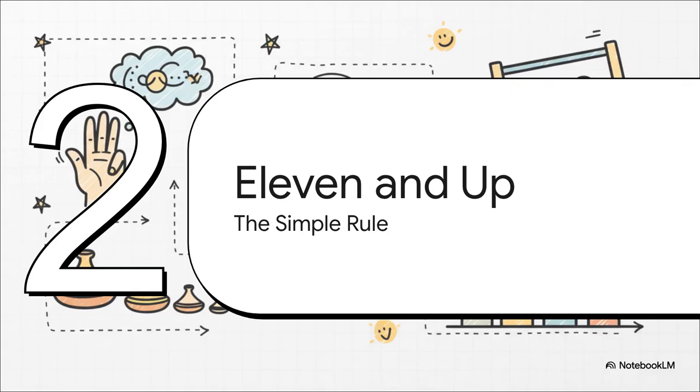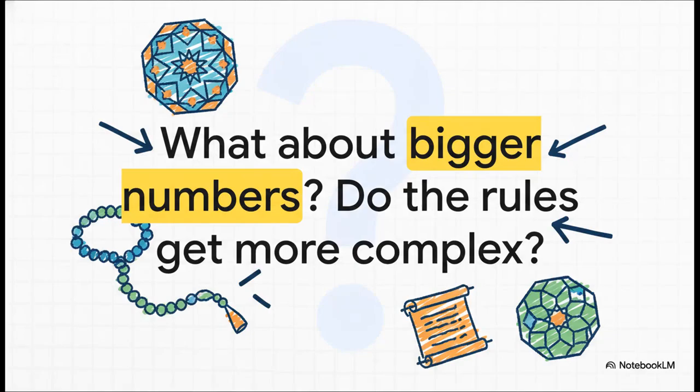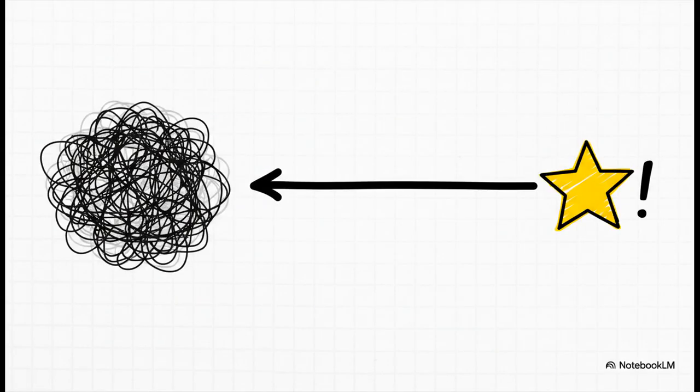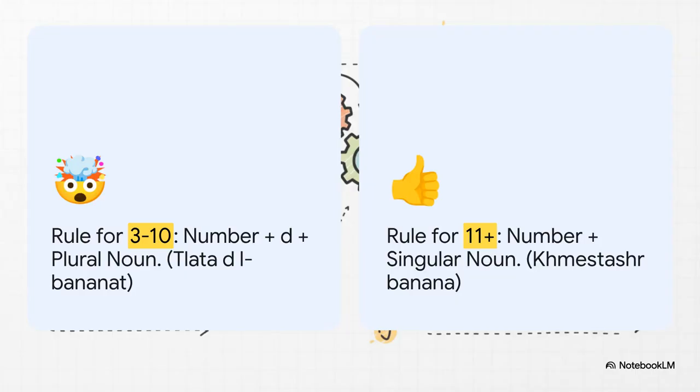So we've totally mastered 1 and 2, and we've got the numbers from 3 to 10 down. You're probably thinking, oh no, here come the even more complicated rules for the bigger numbers, right? I mean, that's the logical next step, isn't it? Does the grammar just keep piling on more rules for numbers like 15 or 100 or even 1,000? Well, get ready for the best plot twist ever. No, it actually gets simpler. Yeah, you heard me right. This is one of those beautiful moments in language learning where the big stuff is way easier than the small stuff.